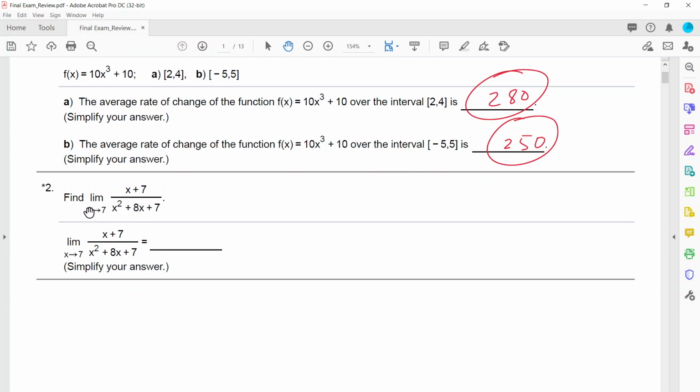But in this case, when x approaches 7, the bottom part would not approach 0, so you can just plug in the value. 7 plus 7, 7 squared plus 8 times 7 plus 7. I am able to do this because this limit is not making the denominator 0. If you do this calculation on the top and on the bottom, it will give you 1 over 8. 7 plus 7 is 14, and then just add this number and simplify your answer. It will be 1 over 8.